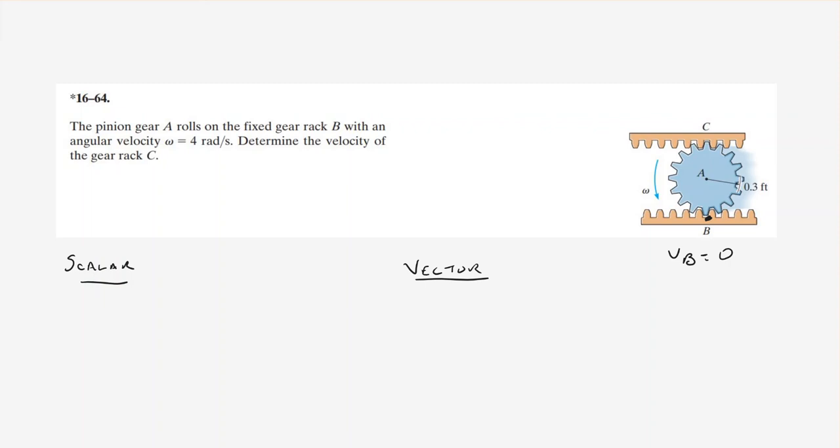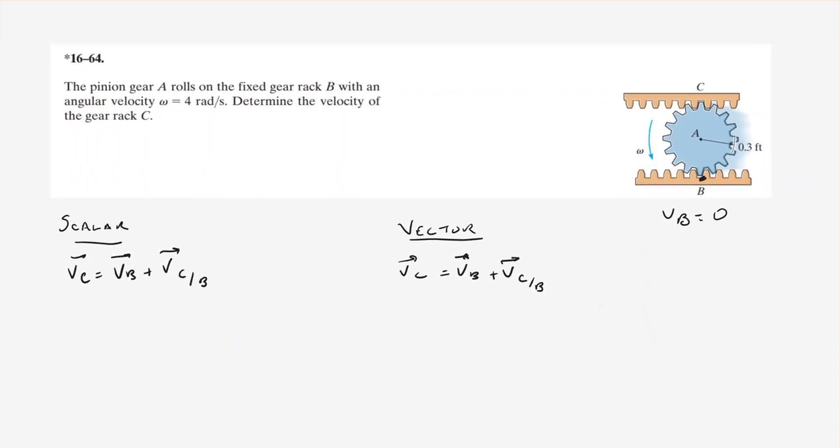Like I said, I will probably ask you to do two, one of each type, which we'll talk about later with the instantaneous centers. But if you use a vector or a scalar approach, it's totally up to you. So remember what we've been doing is v sub c is equal to whatever the velocity of b is plus v sub c with respect to b. That's the approach for both of these. But we're going to try to do it in a scalar approach first.